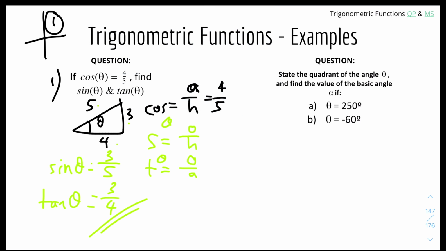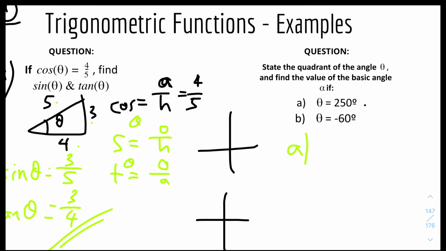Number 2, state the quadrant of angle theta and find the value of the basic angle alpha if theta equals 250 and theta equals minus 60. So let's show a CAST diagram for both, like so. So theta is 250 degrees, so it'll be kind of like this. So it's in the third quadrant, like so. So this will be 250 degrees.